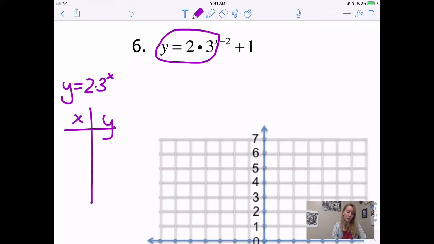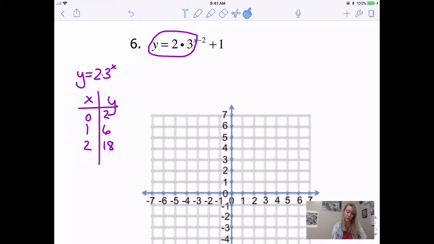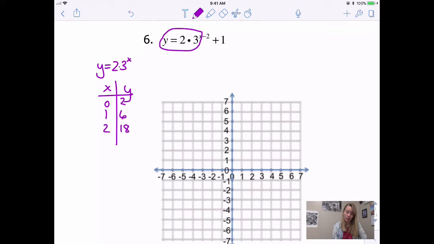X and y, I plug in 0, 1, and 2. Plug in 0, I get 2 times 3 to the 0 is 2. 2 times 3 to the first is 6. 2 times 3 squared is 18. Double check those. So graph 0, 2, 1, 6. And this one's even more off the graph. And I can graph one side toward the asymptote, one side away from the asymptote.